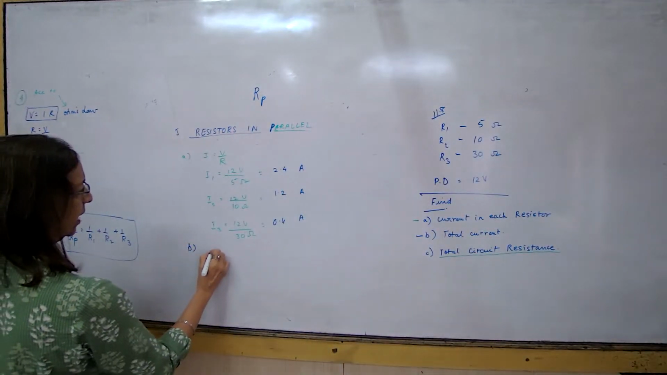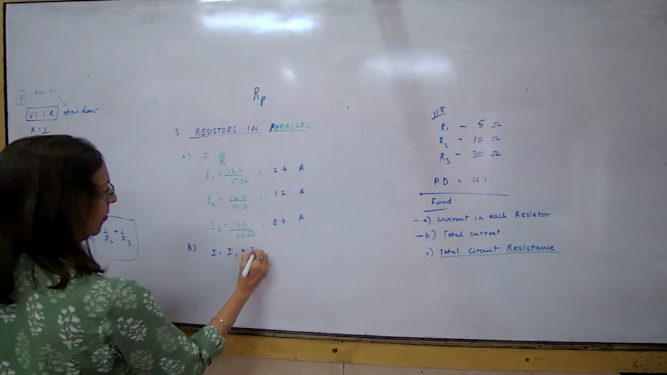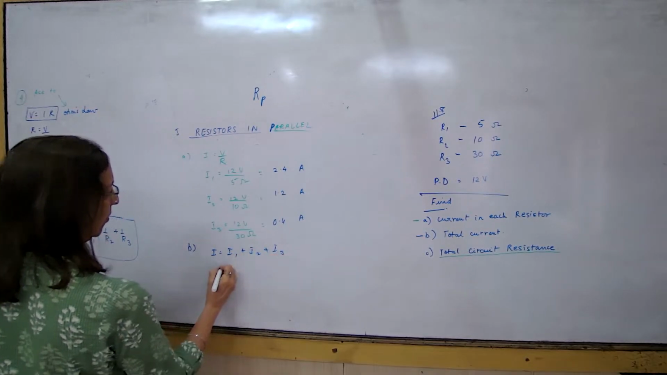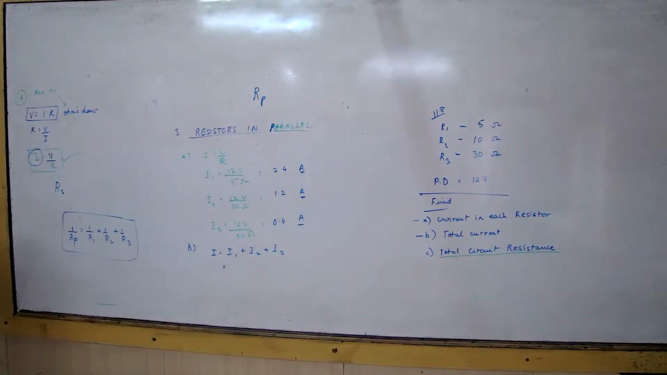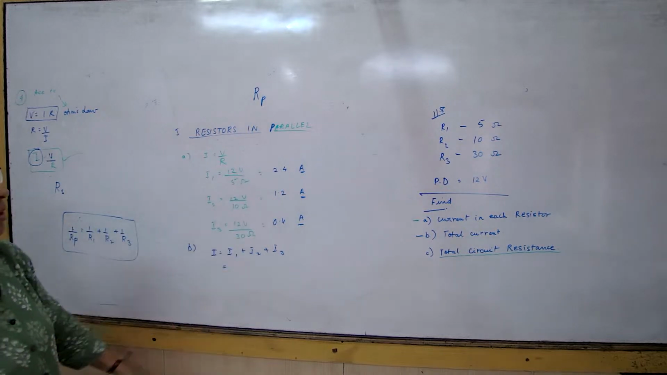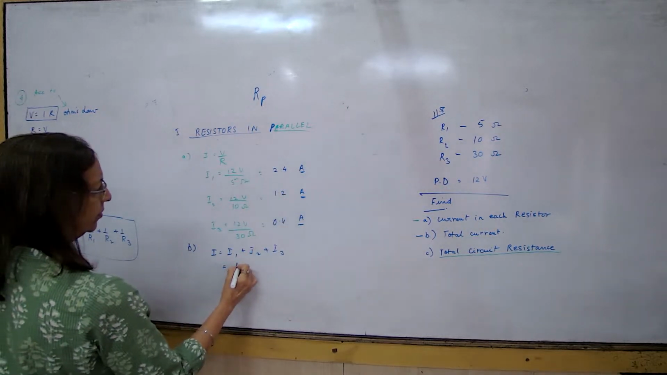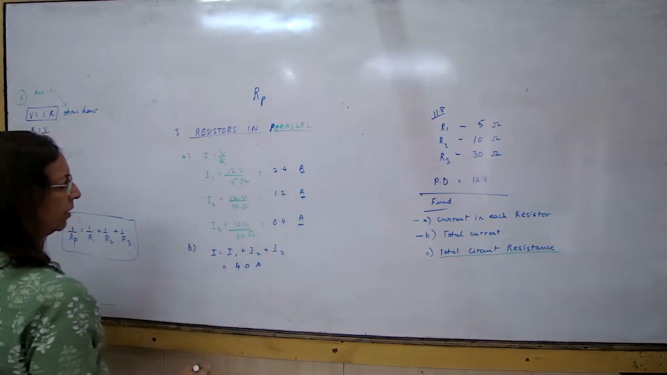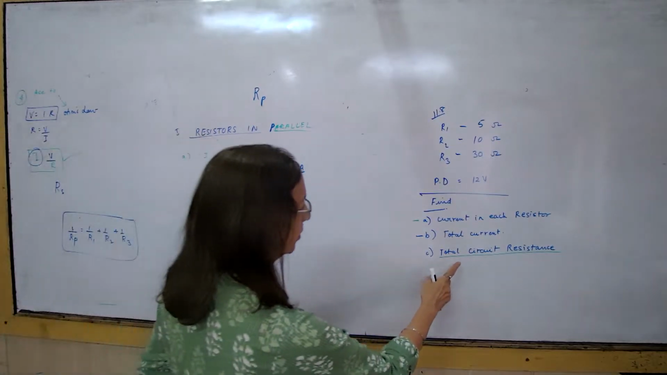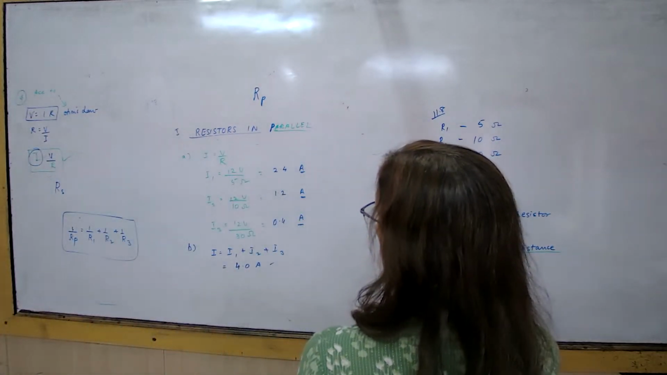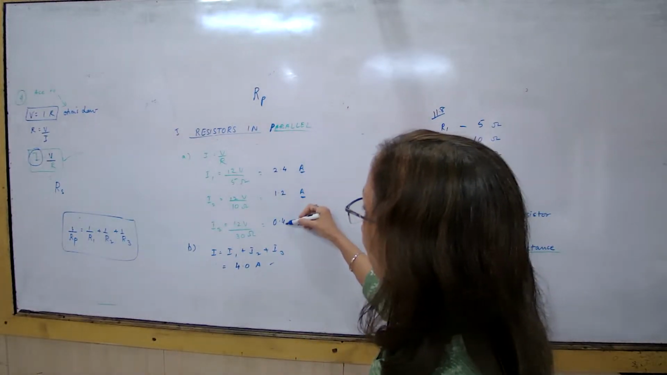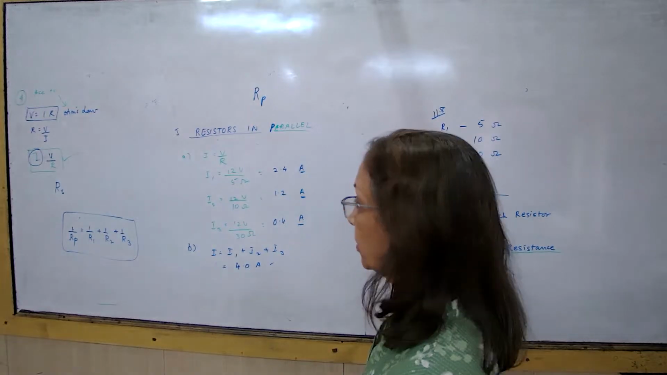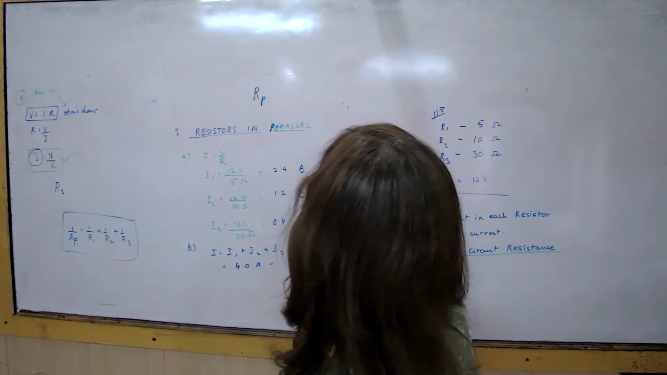Write a formula. I is equal to, and make sure that you are writing the current unit. How much did you get here? That is 4. Okay, total circuit resistance. How do we get 4? Yes, 4. Now we will do the third part.